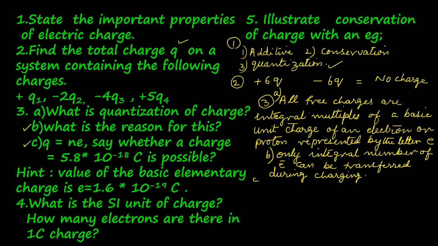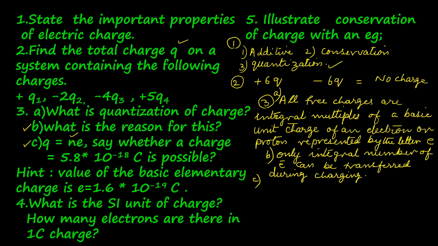There is one more sub-question, C. Q, the charge on a body, is n e. n is the number of charges and e is the magnitude of the charge. Now the question: say whether a charge equal to 5.8 into 10 raised to minus 18 Coulomb is possible.